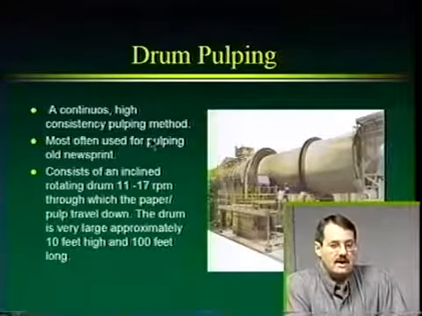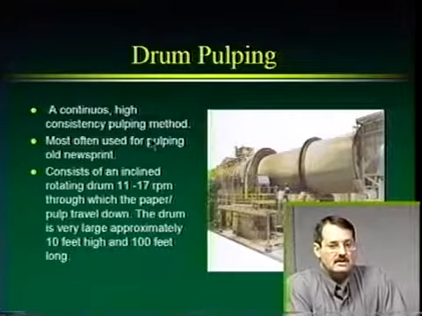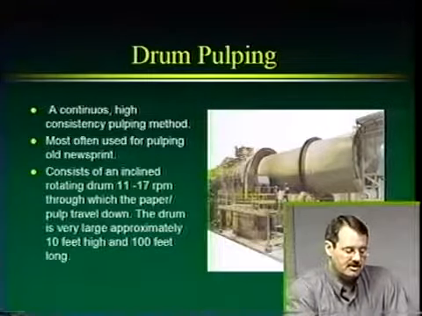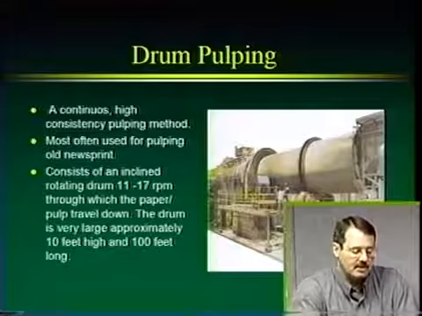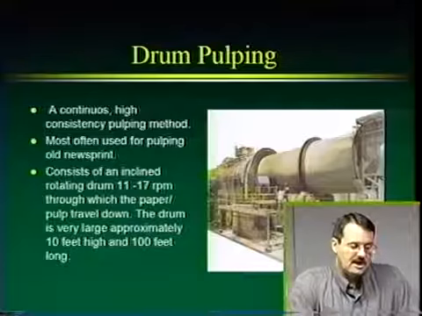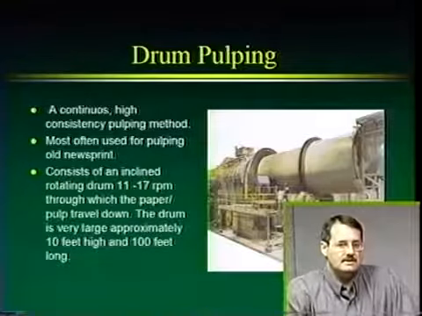We've got those nice classifications, and now what we're going to do is throw in a different type of pulper. It's a drum pulper, and it's a pretty unique, kind of clever type of pulping process. It's actually a continuous, high-consistency pulping method.